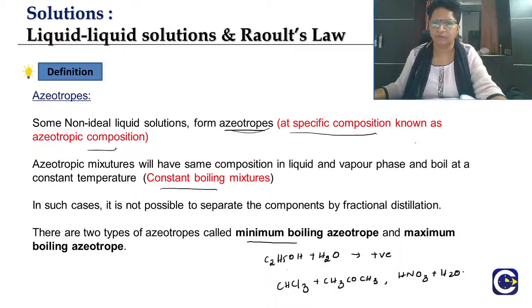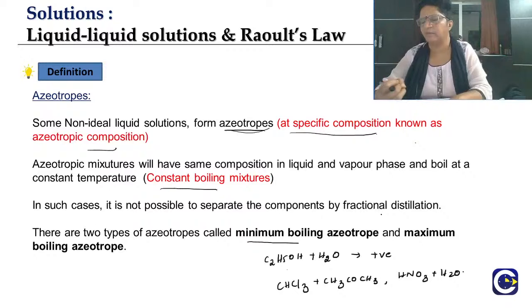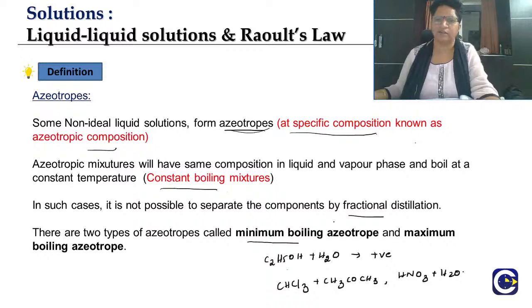There are two types of azeotropes. And when there is an azeotrope, we cannot separate it by fractional distillation. When do we use fractional distillation? If the boiling points of two liquids differ by more than 25 or 30 degrees, we will use normal distillation. If the difference in the boiling point is 25 and below, we use fractional distillation. In a constant boiling mixture, we cannot separate it by fractional distillation.